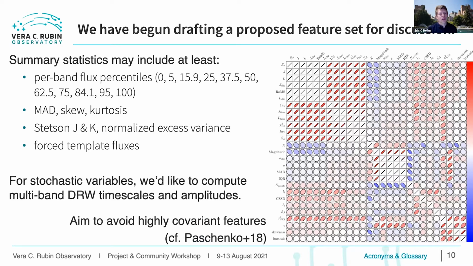Let me describe each of these in a little more detail. For summary statistics, I'm thinking of just the raw per-band flux percentiles, some fairly robust distribution features, and then Stetson J and K, normalized excess variance, and a feature that would allow us to transform between templates, direct fluxes, and difference fluxes. For stochastic variables, I think we'll hear from the AGN science collaboration shortly. It would be useful to aim to provide something like damped random walk timescales and amplitudes, if we can do so efficiently. And especially in these summary statistics, as I think the Chico 2018 paper shows, we want to avoid highly covariant features as much as we can.